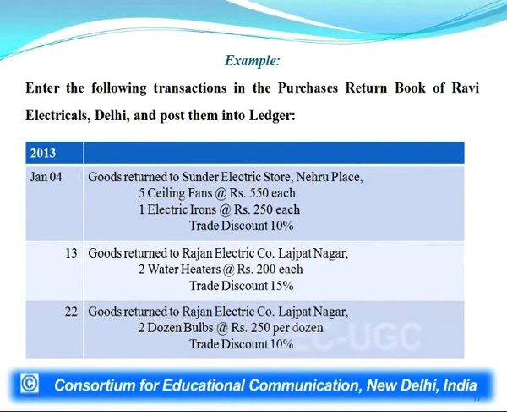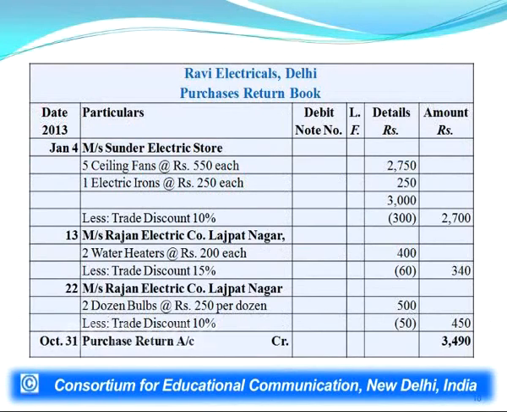And the second transaction on 30th January, the goods returned to Rajan Electric Company, 2 water heaters at the rate of rupees 200 each. Here trade discount is 15%. And in the third case, the goods returned to Rajan Electric Company, 2 dozen bulbs at the rate of rupees 250 per dozen, and trade discount is 10%. So, see how we shall record in that book.